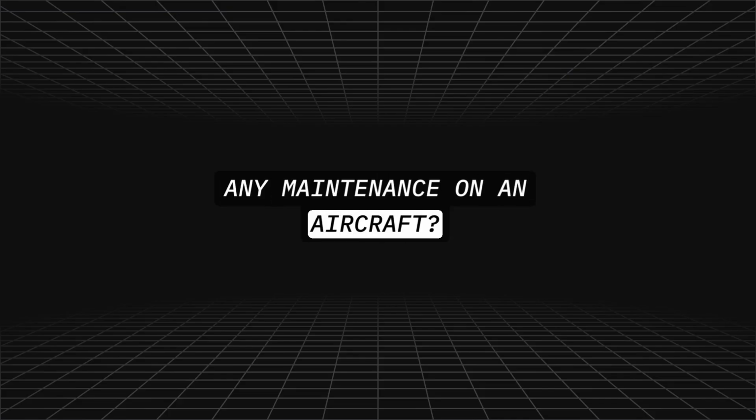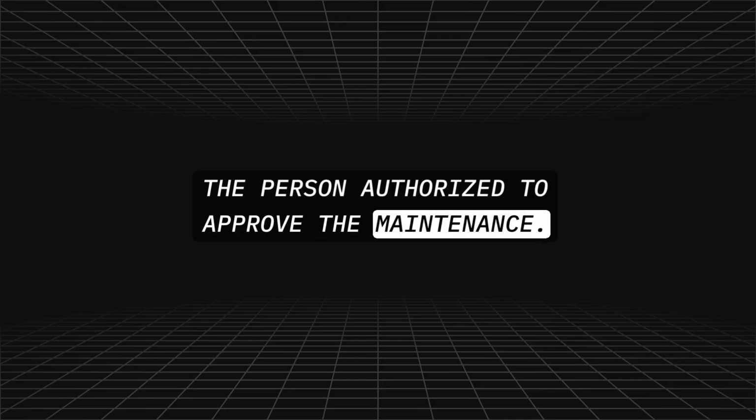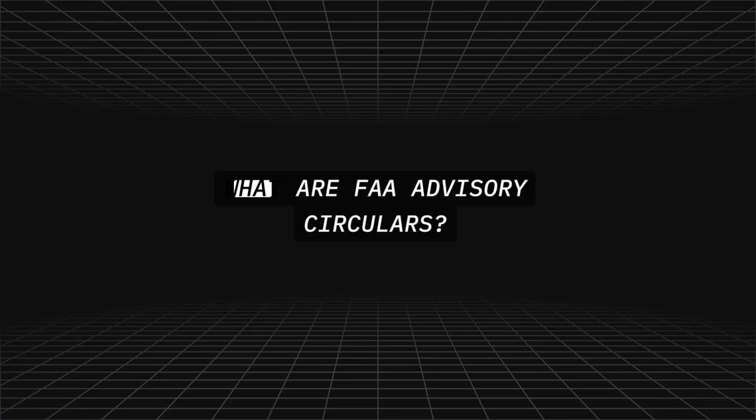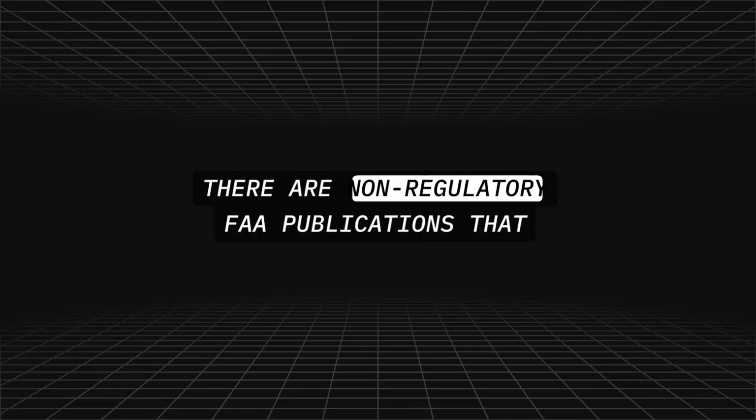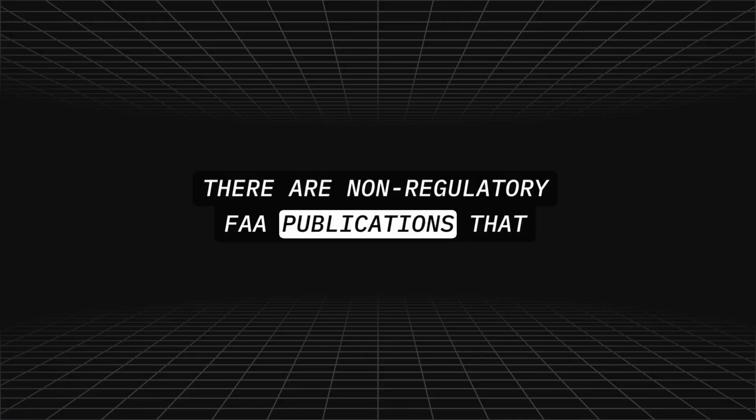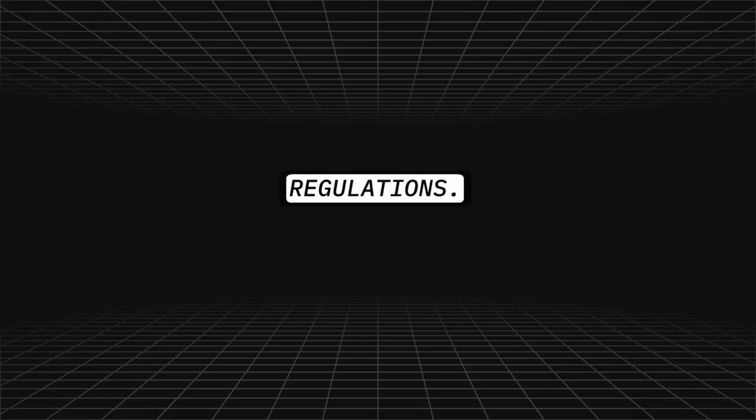Who is responsible for ensuring that only the most current information is used when performing any maintenance on an aircraft? The person authorized to approve the maintenance. What are FAA advisory circulars? They are non-regulatory FAA publications that expand upon and explain existing rules and regulations.